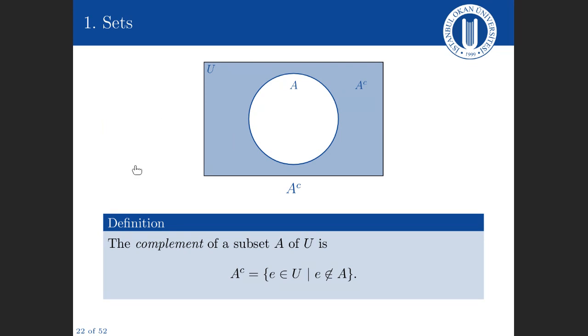We might be interested in the complement of A. If A is this circle, and this rectangle is the universal set U, that's everything that we're thinking about on whichever topic we're thinking about. The complement of A is every element which is in U, but which is not in A. And we write A and then a little c.